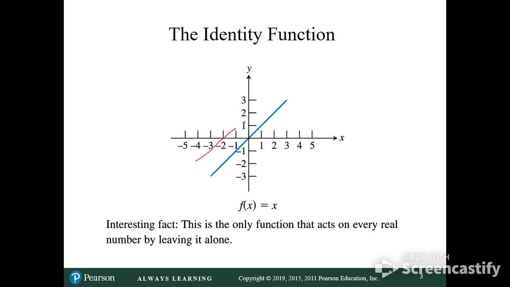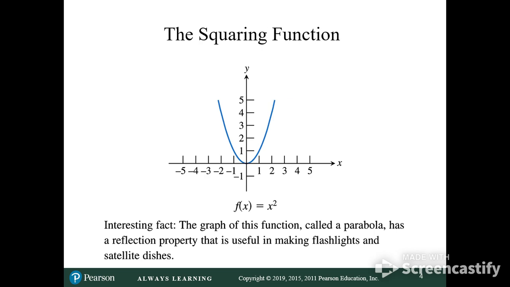y equals x plus 2 will be up there somewhere, actually parallel to that. Not that ugly of a line, but whatever. The identity function, y equals x.